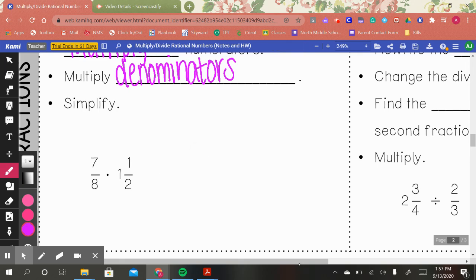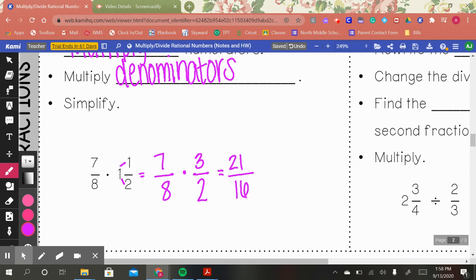So we're going to multiply. 2 times 1 is 2. We're going to add 1 is 3, and we put it over our same denominator, which is 2. So now I have 3 over 2. Following my directions, I'm going to multiply my numerators. So 7 times 3 is 21. And then 8 times 2 is 16.